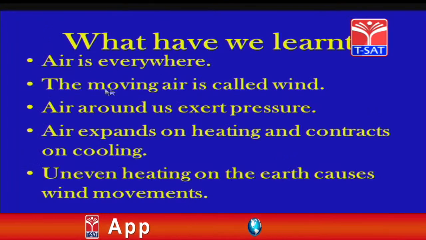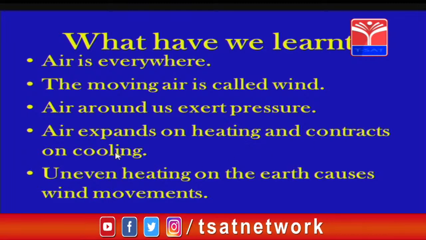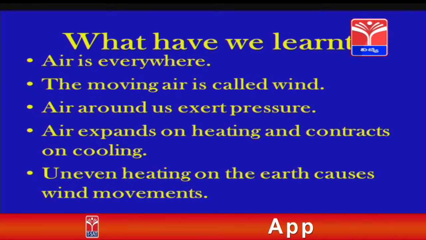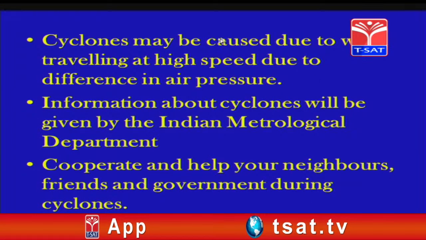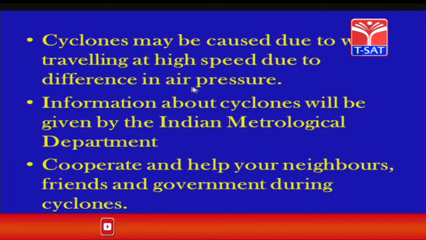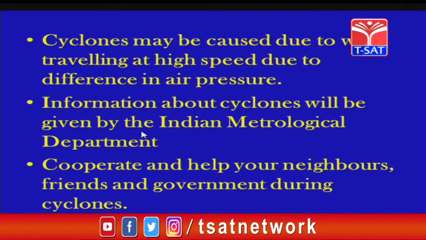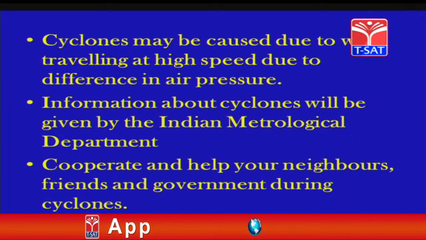Air is everywhere. The moving air is called wind. Air around us exerts pressure. Air expands on heating and contracts on cooling. We also learned that uneven heating of the earth causes wind movements. Cyclones may be caused by winds traveling at high speed due to differences in air pressure. Information about cyclones will be given by the Indian Meteorological Department. Cooperate and help your neighbors, friends and the governments during a cyclone.